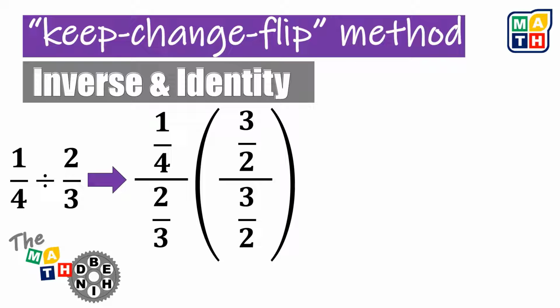In this way, 3/2 divided by 3/2 is just 1. This is where the identity property comes in. 3 halves divided by 3 halves is just 1. So we are just multiplying 1 to the given expression and not changing its value. Do not simplify this yet, since our goal is just to show that the math behind the keep, change, flip method is the inverse and the identity property for multiplication.